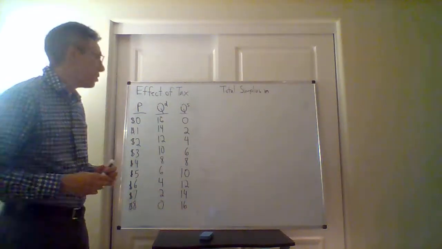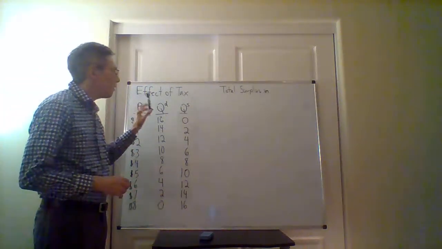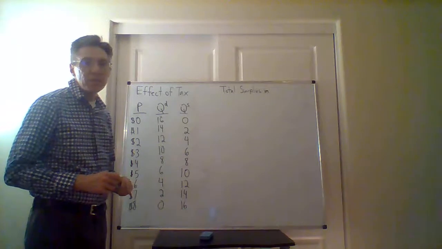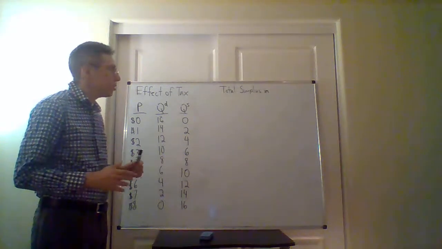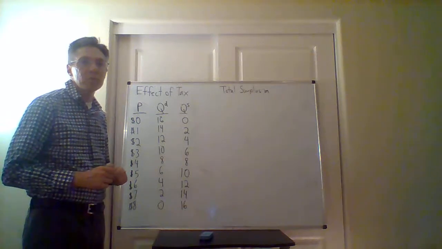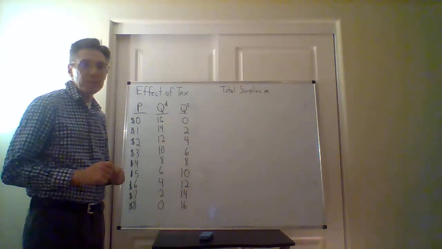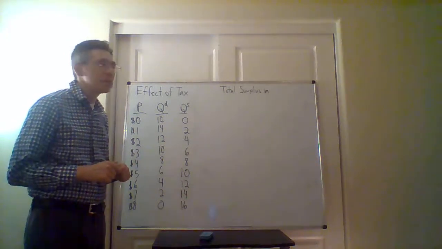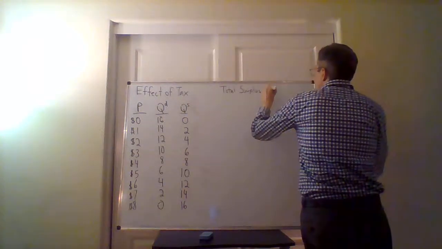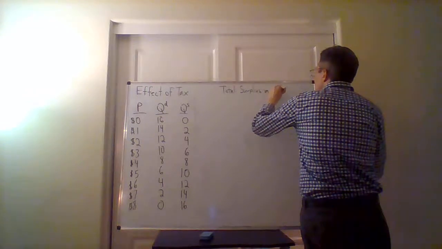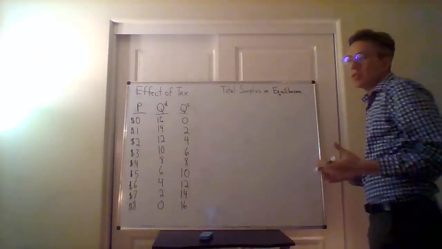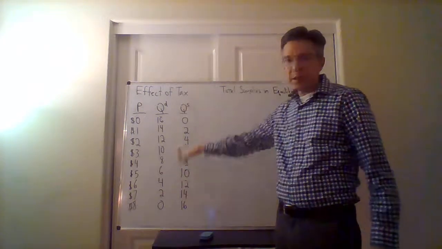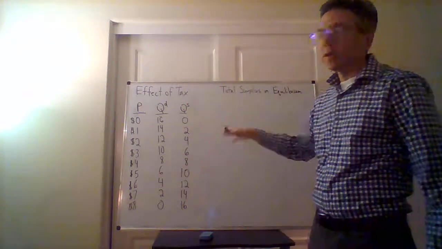Okay, so what we want to do is to be able to see the effect of a tax in terms of total surplus. In order for us to do this, though, the first thing we have to do is establish what the total surplus is in equilibrium. That is, when we don't have a tax. So the total surplus in equilibrium, in order to be able to find what this number is, given these particular numbers, we need to start with a graph.